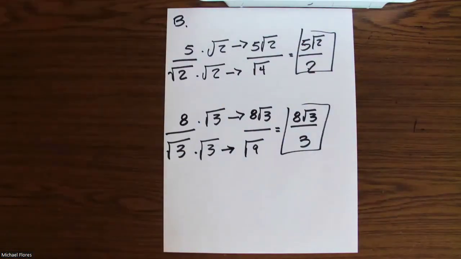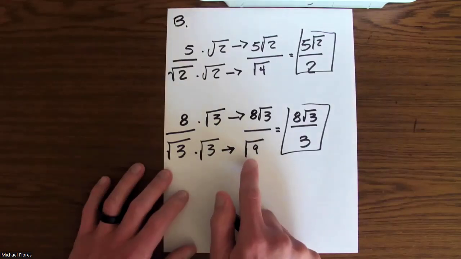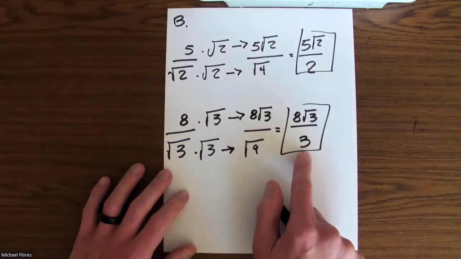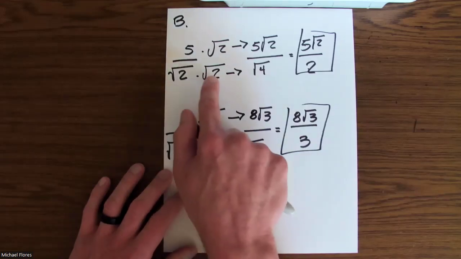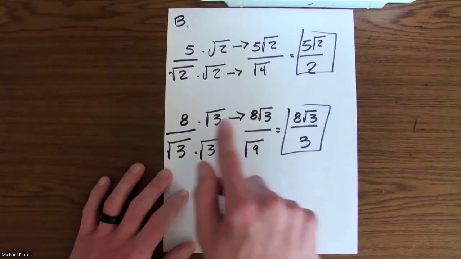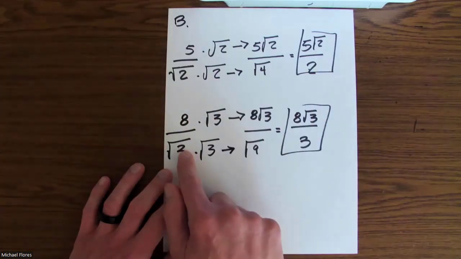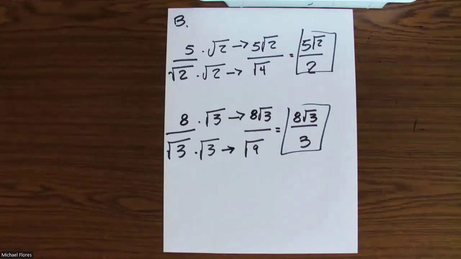Now, from this point on, anytime I multiply a root by itself, I'm not going to do this step. I'm just going to move straight to the simplified version. Hopefully you have figured out by now that any root multiplied by itself just eliminates the need for the root. So root 2 times root 2 is 2, and root 3 times root 3 is 3.